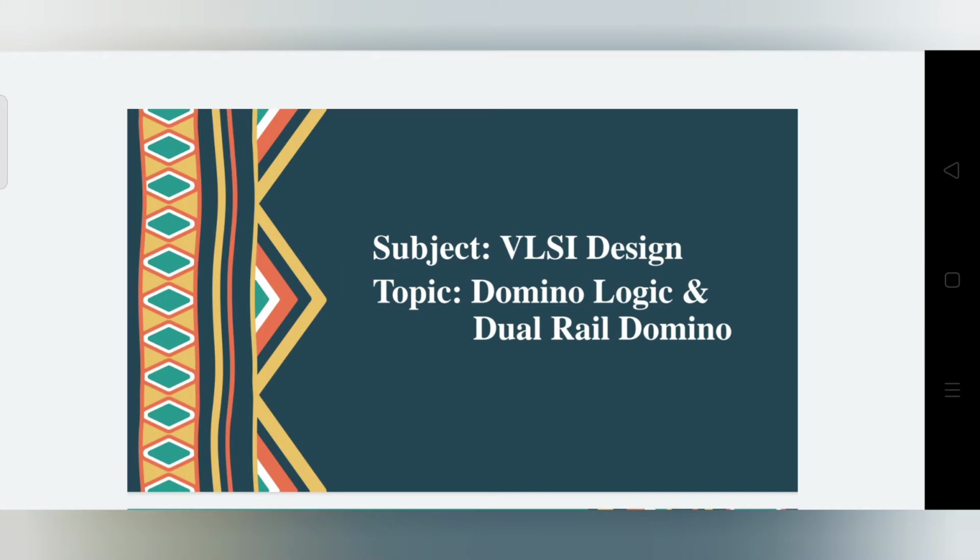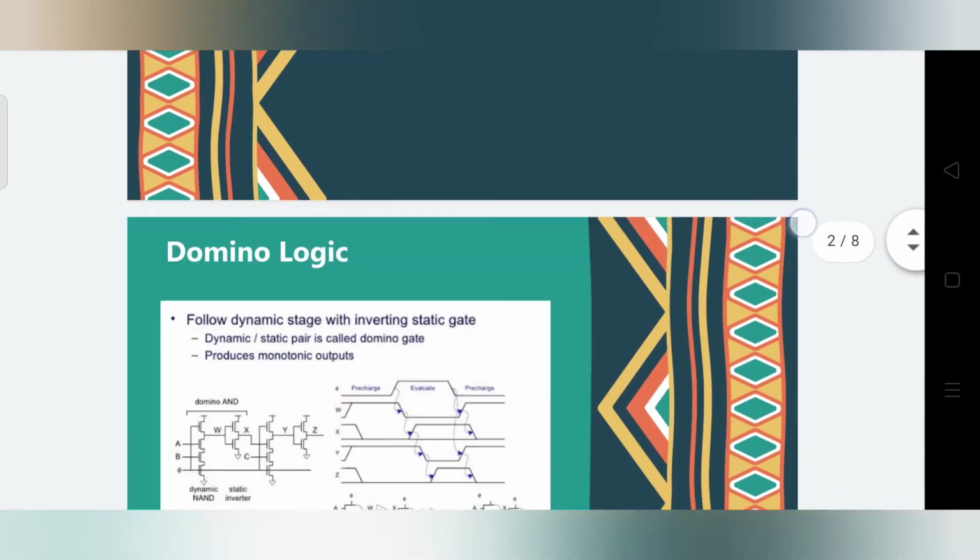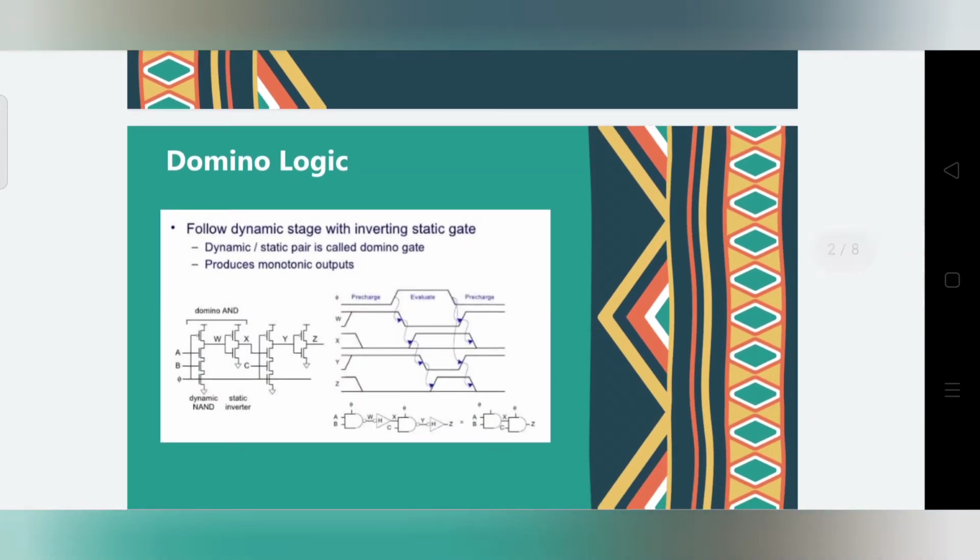In this video, we are going to see about domino logic and dual rail domino. Dynamic gates sharing the same clock cannot be directly connected. This problem is often overcome with domino logic. Domino logic is a CMOS based evolution of the dynamic logic techniques based on either PMOS or NMOS transistor.